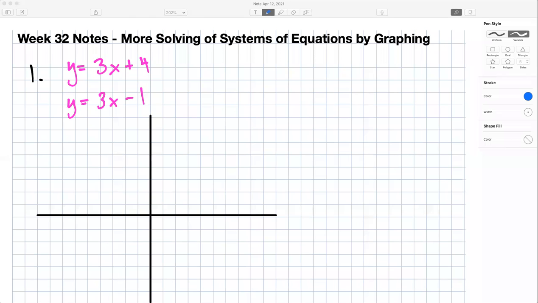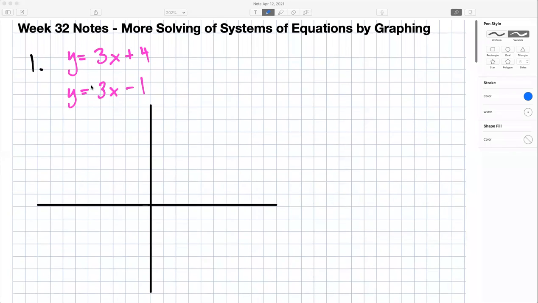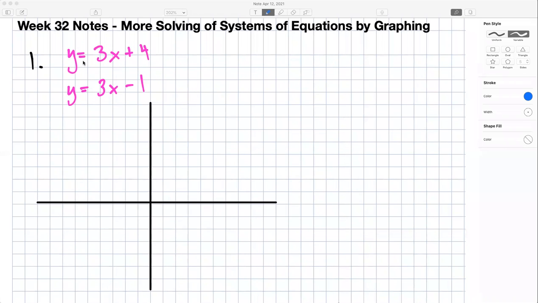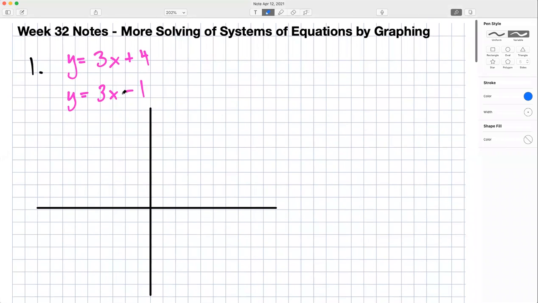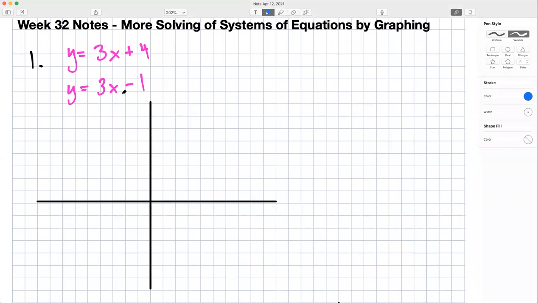All right, in this video, we're going to talk about a few situations that we have not yet seen with systems of equations. So in this first problem here, we have two equations that you may notice have the same, what? Slope. Well, what happens with two equations that have the same slope? What does that look like? Do you remember? Well, let's graph it and find out.